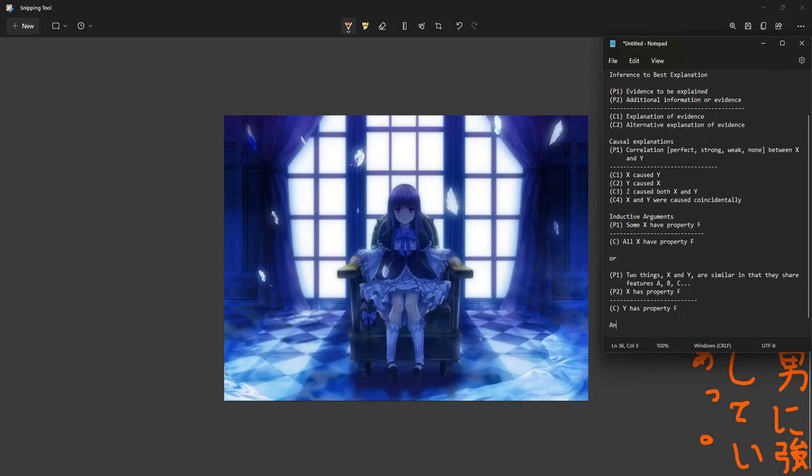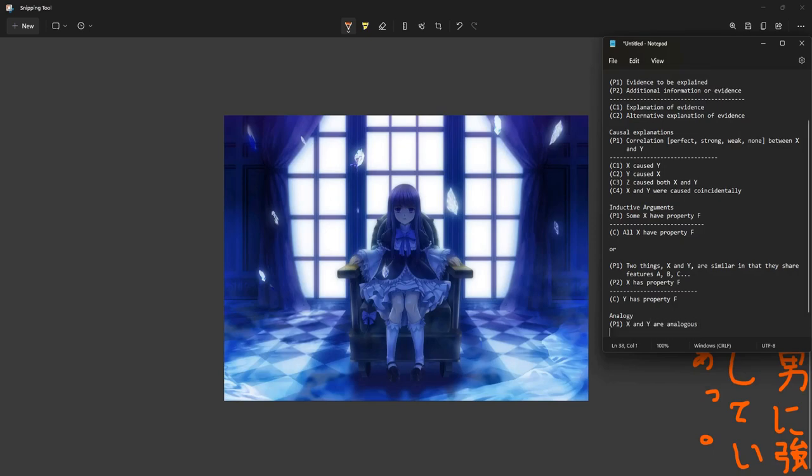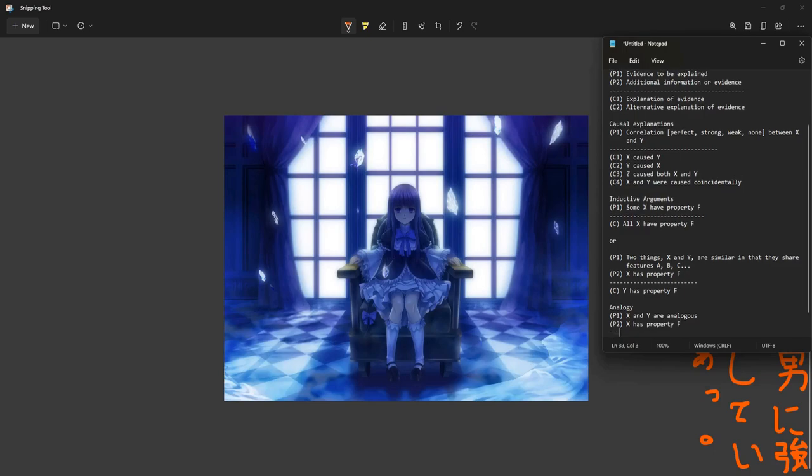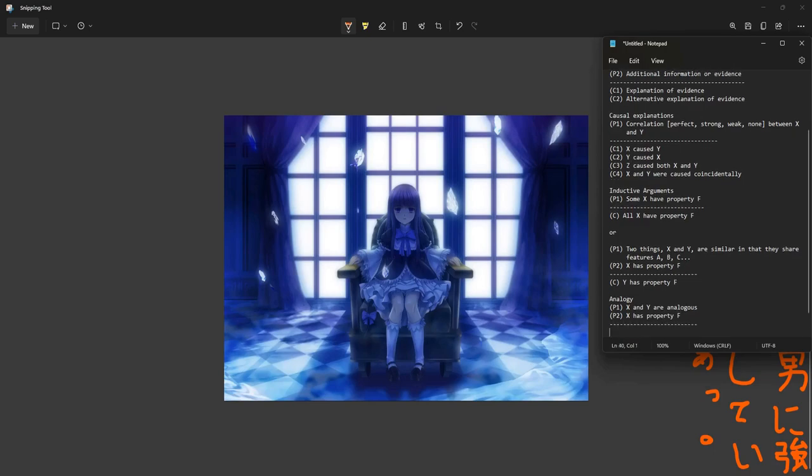Then we have analogy, which is P1 being X and Y are analogous. P2 being that X has property F. Therefore, C1, Y has property F. Seems very similar in that, but when they're analogous, it's a bit different. It means that you can use them as an analogy.